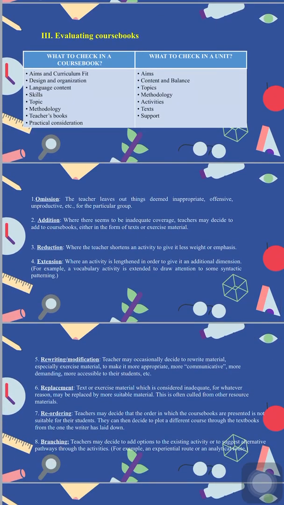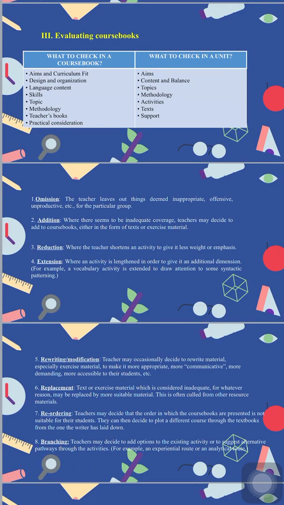3. Evaluating coursebooks. We have a table to show you. The first column is what to check in the coursebook and what to check in a unit. In the first column, what to check in a coursebook, we have aims and curriculum fit. We also have design and organization, language content, skills, topic, methodology, teacher's books, practical considerations.